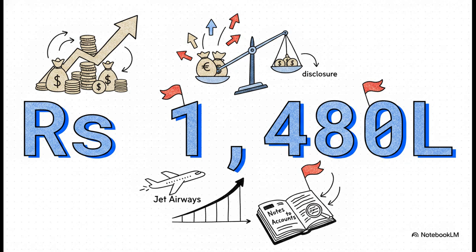And here's the crazy part. This is completely legal if it's disclosed. Jet Airways once used a very similar depreciation change to boost their profits by rupees 920 crores in a single year. You absolutely have to actively read the notes to accounts to catch this trick, or you'll miss it entirely.